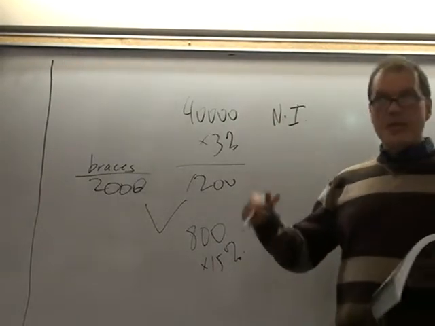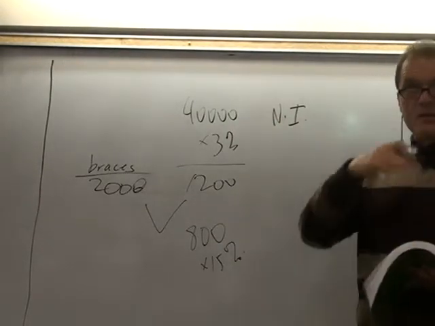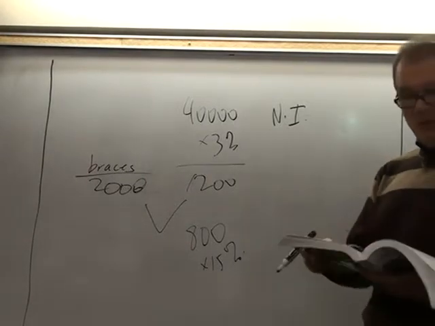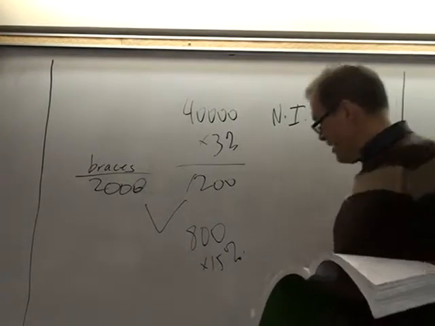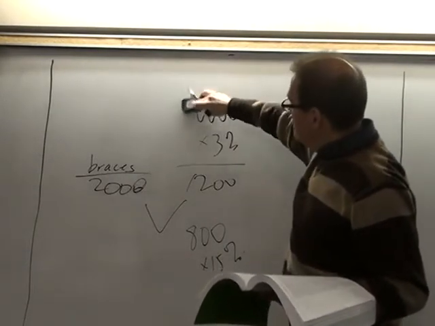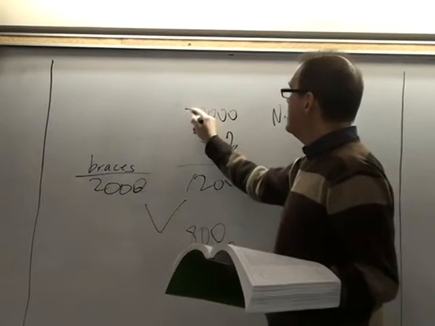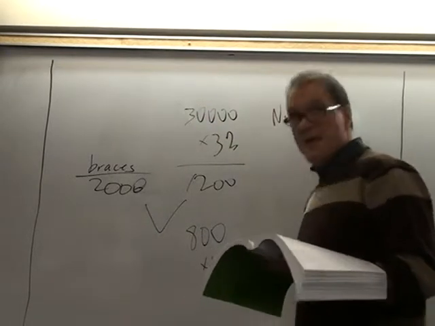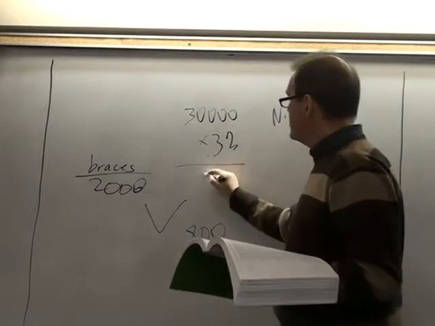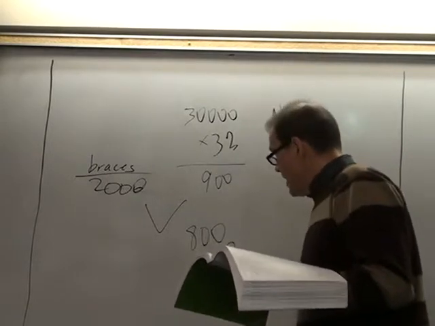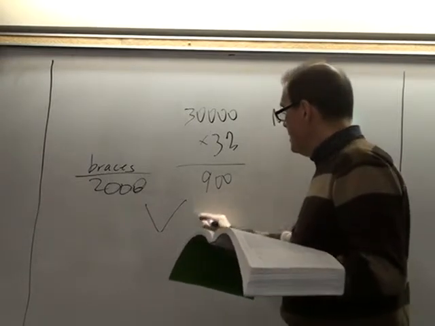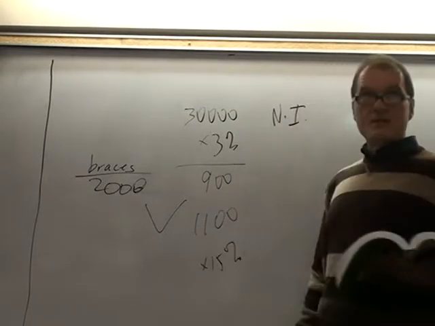Prescription drugs, et cetera, et cetera. Again, there's a giant list. If you need to see it for yourself or a relative, let me know and I'll find it for you. If my wife's income was $30,000, this math would be 900. And we could claim 1,100 times 15%.